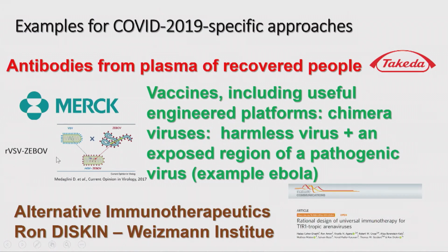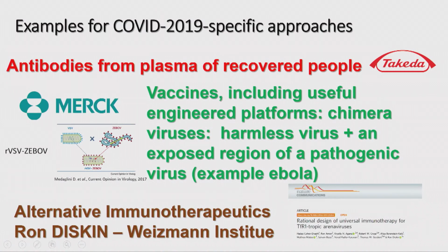Now this can be inserted into the person in several ways, and it can develop vaccines without being poisonous. And then there is another one, which is alternative immunotherapeutics, which is actually done in the institute where I am by Dr. Ron Diskin. And he was already successful for Ebola. You can see here the Nature paper about it.